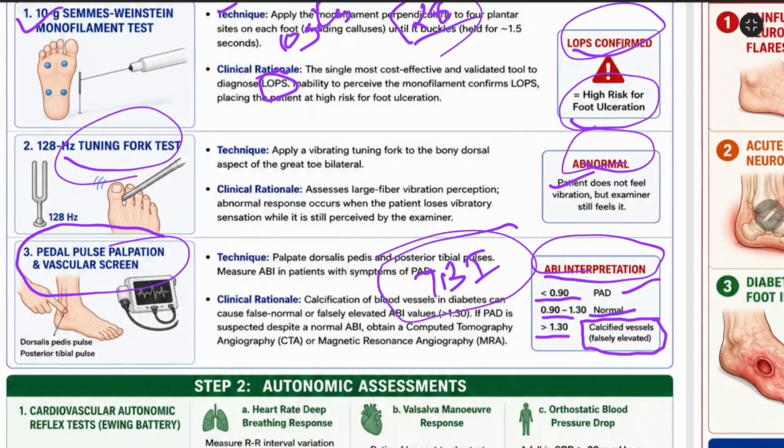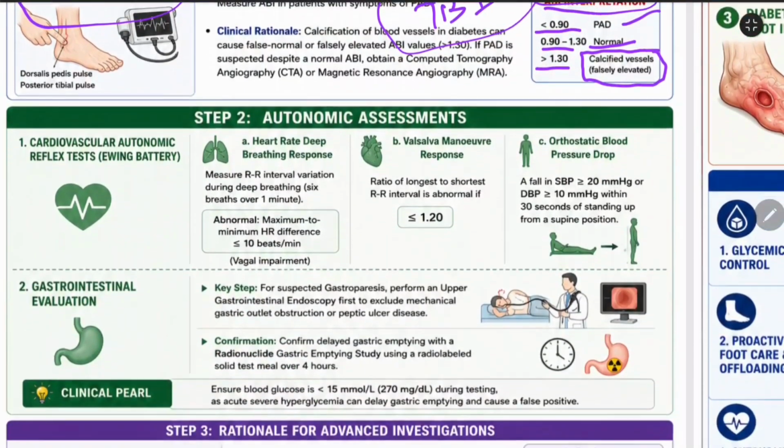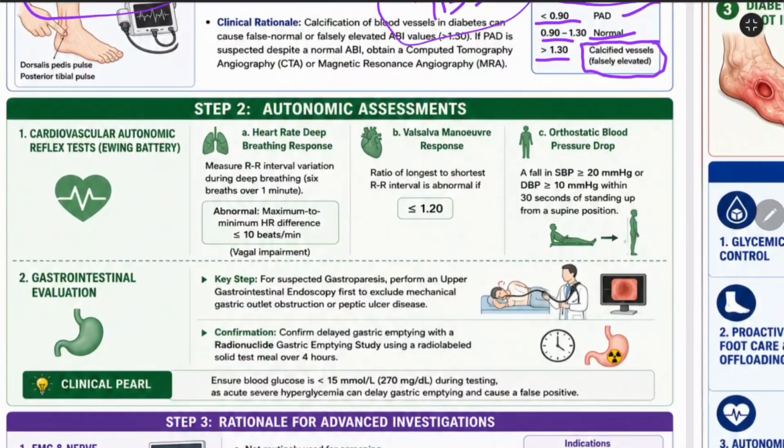Okay, so that was about somatic sensations. Coming to autonomic assessment, the cardiovascular autonomic reflex tests. There is one known as heart rate deep breathing response, where you calculate RR interval variation during deep breathing. It is abnormal if the maximum to minimum heart rate difference is less than or equal to 10 beats per minute, signifying vagal impairment.